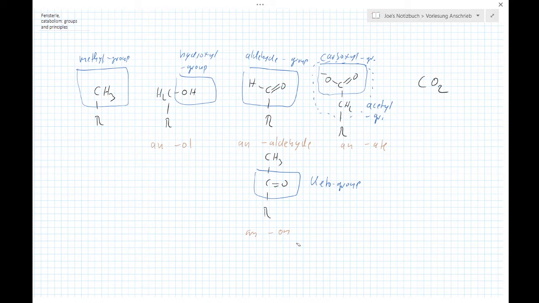If this is the single functional group, of course you can have more than one functional group. And you are aware that a sugar will always have an aldehyde group or a keto group and a hydroxyl group. So a sugar is this plus this. Yeah? So this is a sugar.